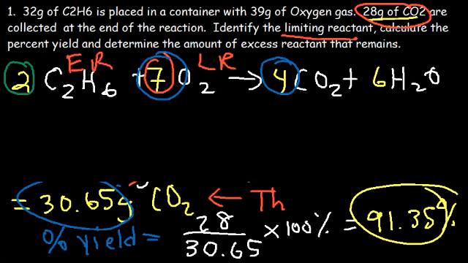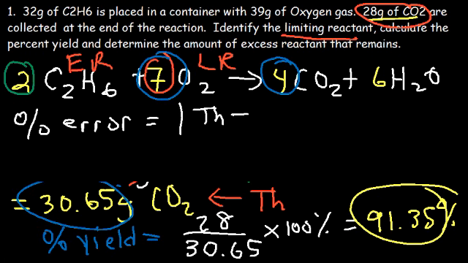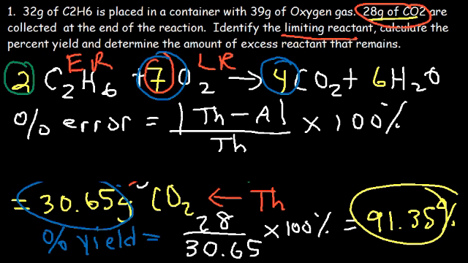The percent error equation is equal to the absolute value of the difference between the theoretical yield minus the actual yield, divided by the theoretical yield, times 100%. So you can also see it as the theoretical value minus the experimental value divided by the theoretical value. So that's how you can calculate percent error.